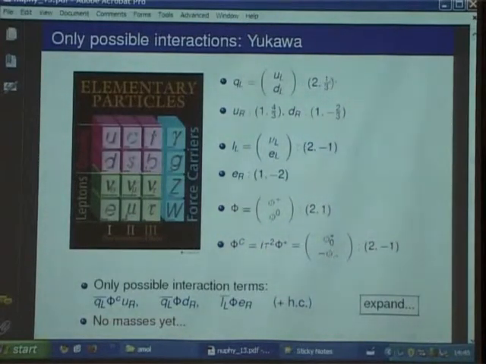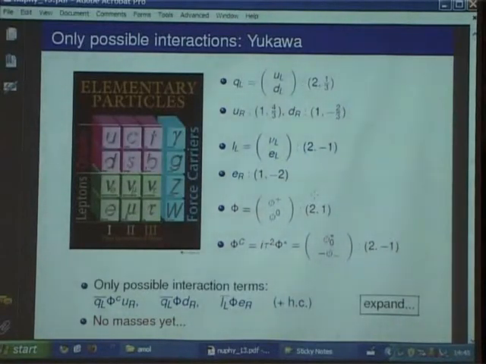So therefore, now we have got all these fields. The question now is, with all these fields, which are the Lagrangian terms that we can write? What does that mean? It means that this term should be invariant under SU(2) and invariant under U(1).